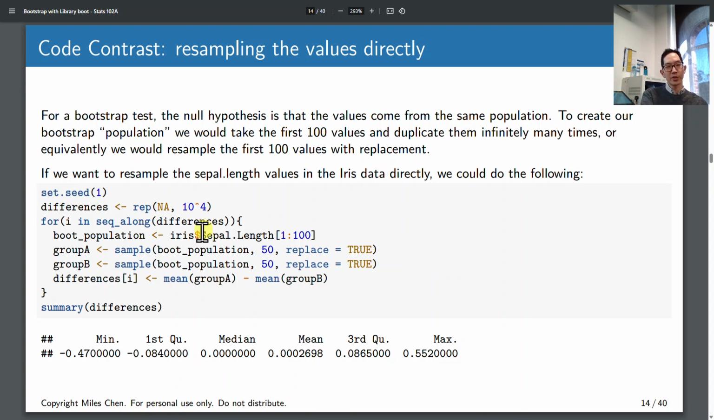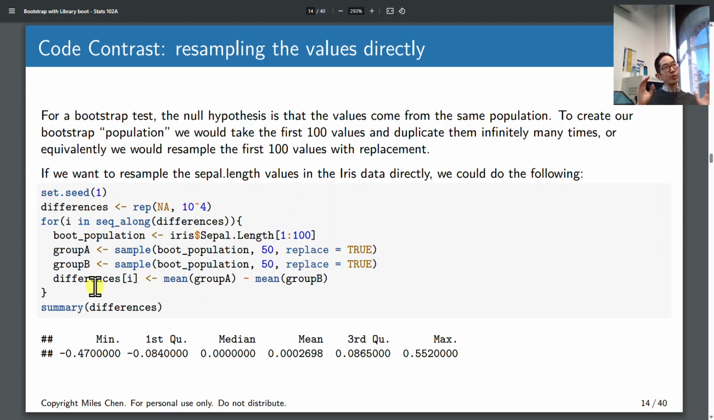And so that's what I do. I say sepal length, take all 100 values, 1 through 100, and that's going to be my population for bootstrap. And then I will sample 50 values with replacement from that population for group A, and I'm going to sample 50 values with replacement from that same population for group B. Okay. I calculate the mean of group A, the mean of group B, I take the difference between them and I store that as differences.